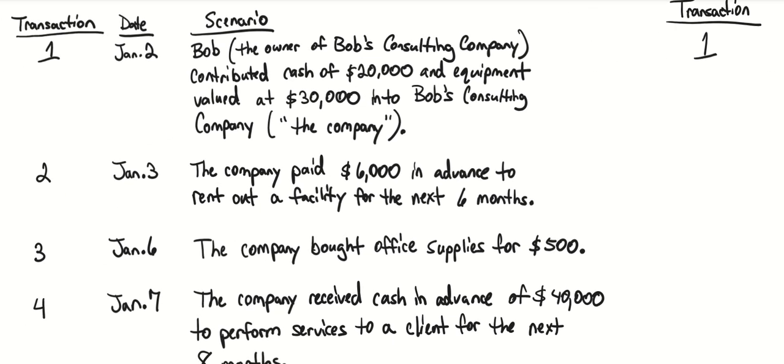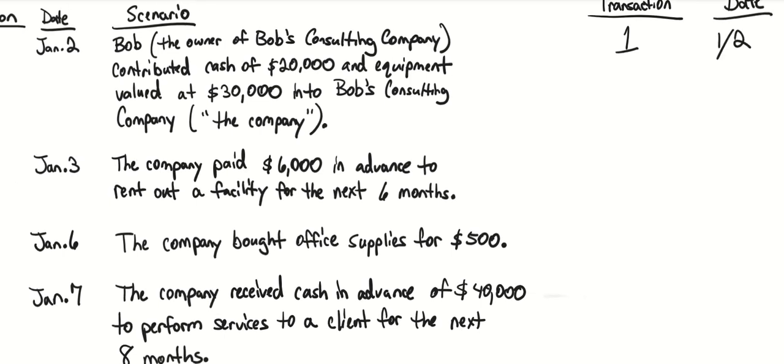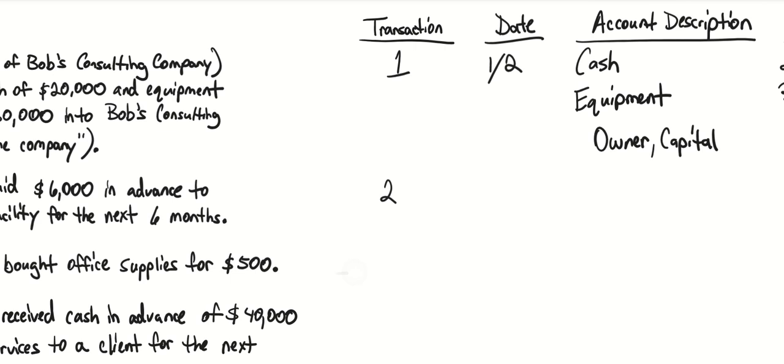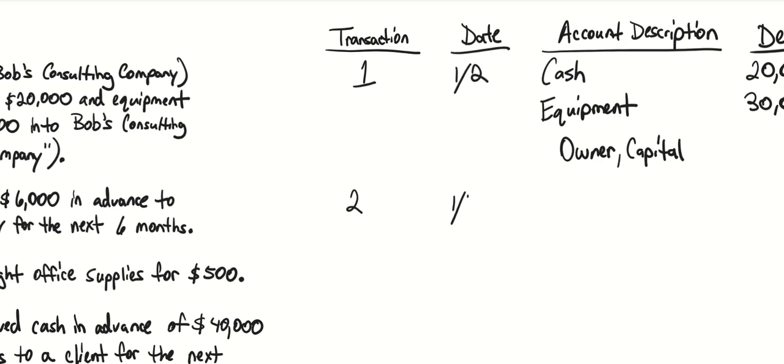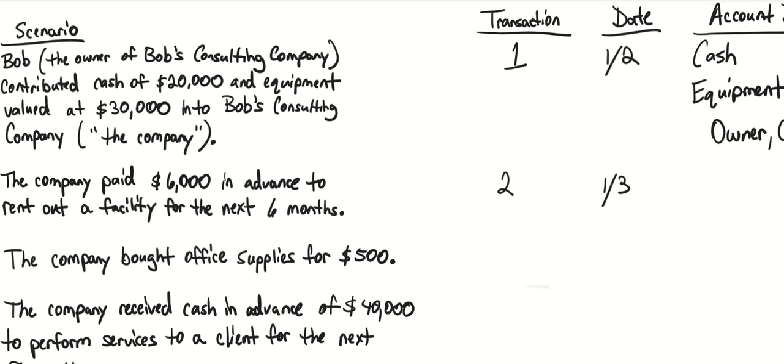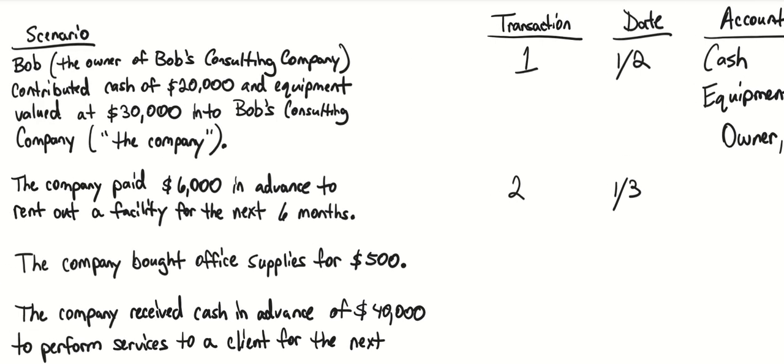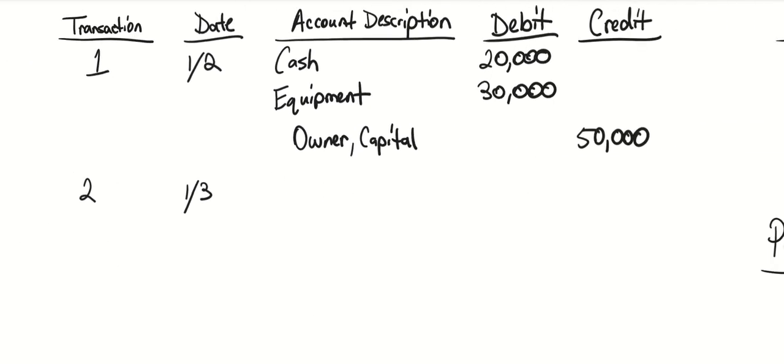Okay, so transaction 2 occurred on January 3rd. The company paid $6,000 in advance to rent a facility for the next 6 months. So this is going to be transaction 2, and this is going to be January 3rd. All right, since the company paid $6,000 in advance to rent a facility for the next 6 months, this means that they made a prepayment. And so the prepayment is going to go to the prepaid rent account, as a debit of $6,000.